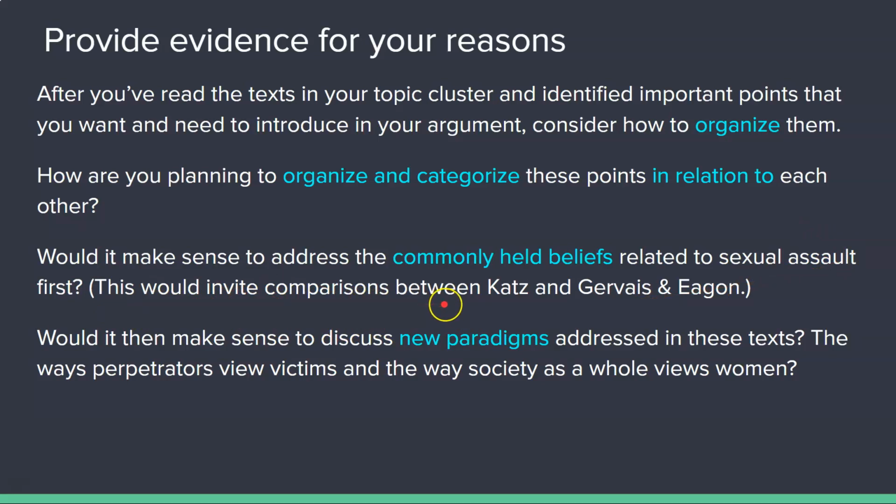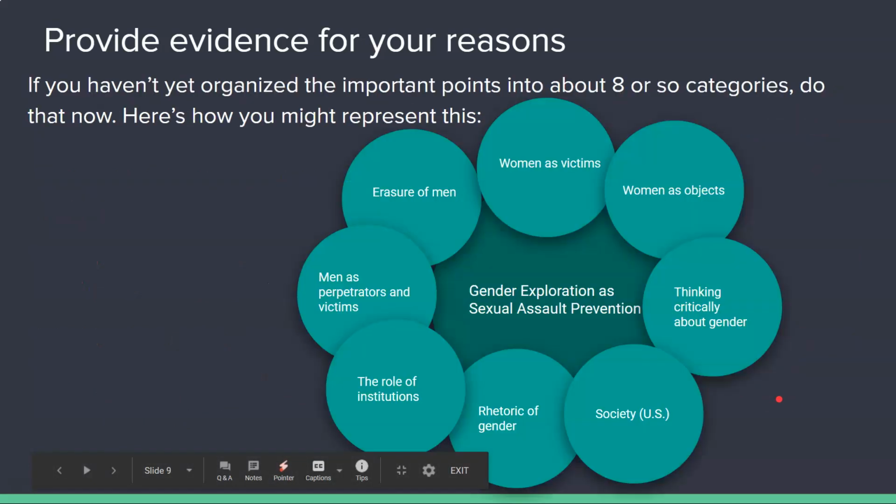And this would invite comparisons between Katz and Gervais and Egan. So would it then make sense to discuss new paradigms addressed in these texts, the way perpetrators view victims and the way society as a whole views women? So this is one way to sort of begin outlining, and I did talk about this last Wednesday, different ways of doing this, but you want to make sure you provide evidence for your reasons.